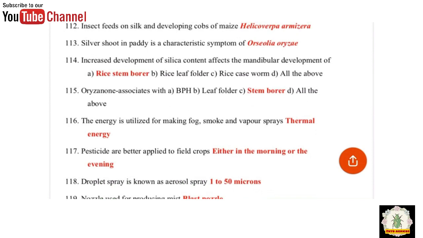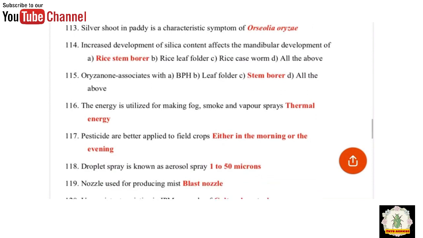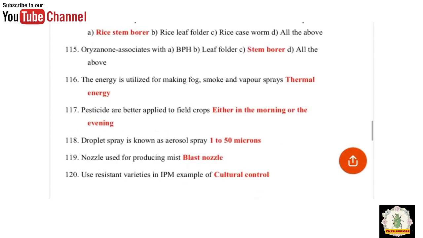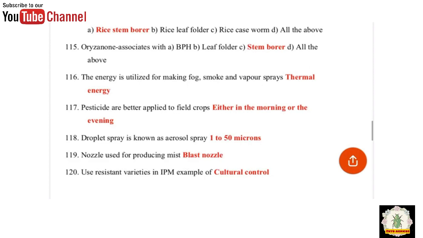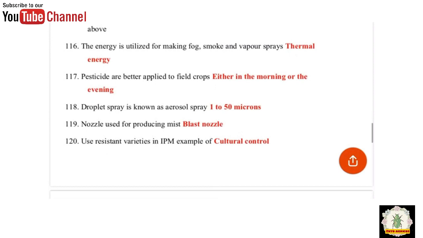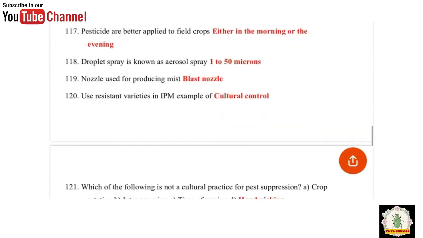Droplet spray is known as aerosol spray. So the size for that is 1 to 50 microns. Nozzle used for producing mist. So this is blast nozzle. Use the resistant varieties in IPM. So the use of the resistant varieties in integrated pest management is the example of the cultural control.